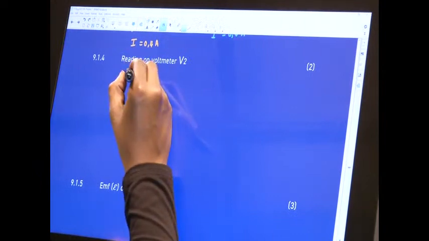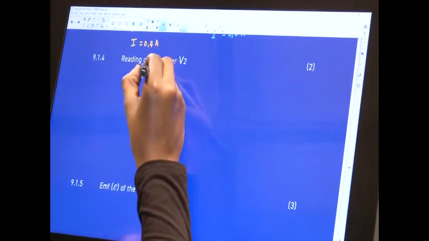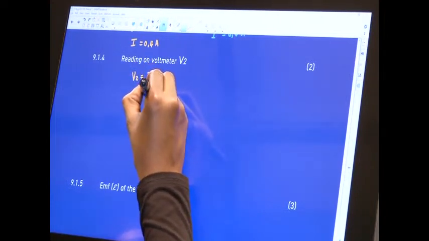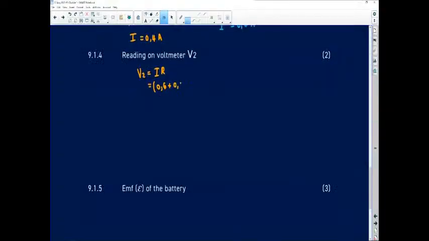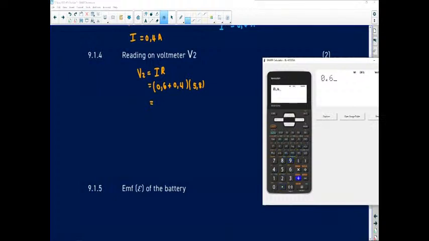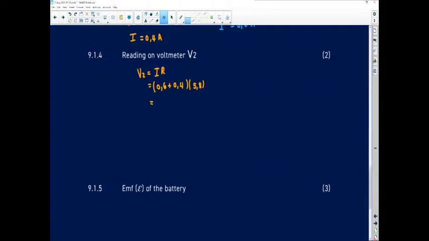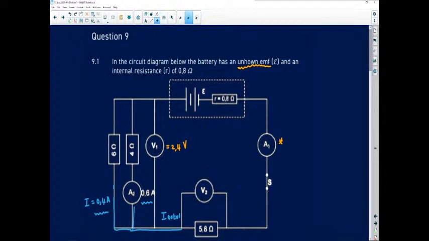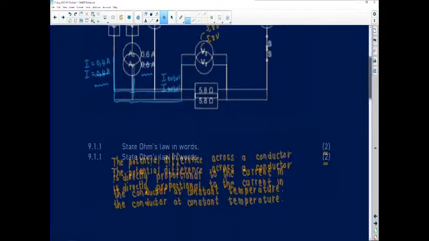So I'm going to say V2, I'm just going to skip a step here, will give me IR. So how did I find the current? Remember, it is the 0.6 plus the 0.4, and we are talking about a 5.8 ohm resistor. If I'm not lying, that should give us 1. Let me just double check, 0.6 plus 0.4. Yes, it does give 1. 1 times the 5.8 remains 5.8. So this will be 5.8 volts, and that's then the reading of V2. Just want to go back again. Let's plug that in. So V2, I just calculated it, will be 5.8 volts. Let's read the next question.